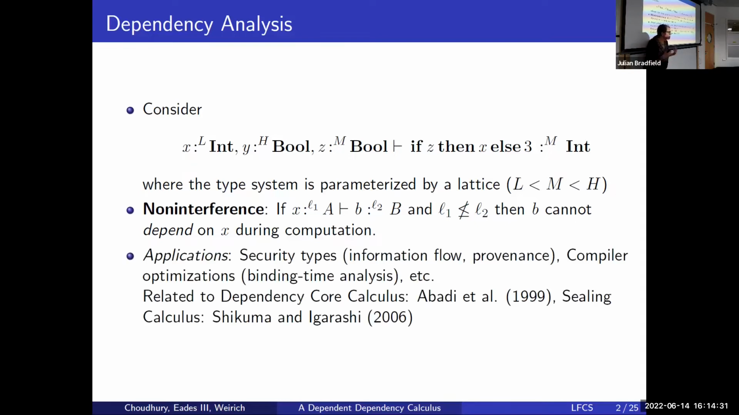Like I said, you've probably seen things like this. This is similar to type systems for security types, for information flow. The type systems I'm working with are going to be related to DCC, the Dependency Core Calculus. There's another similar one to DCC called the Ceiling Calculus by Shikuma and Igarashi. These are different ways of setting up type systems that track this kind of dependency.